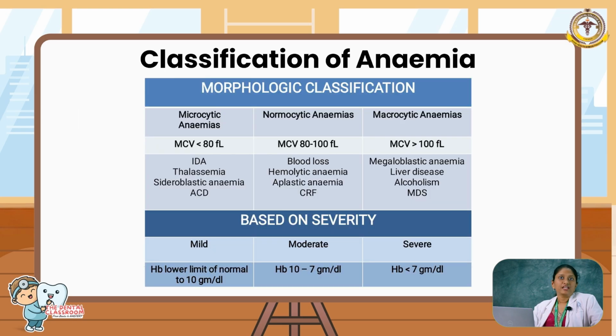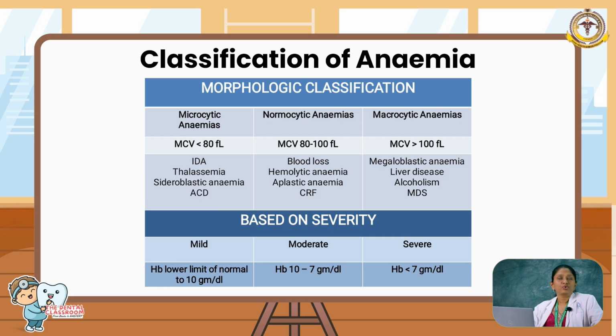Anemia can be classified in 3 types based on the morphology, based on the severity as well as based on the etiology. Morphologically, anemias are classified as microcytic anemias, macrocytic anemias and normocytic anemias. This is based on the mean corpuscular volume. If the MCV is between 80 to 100 femtoliters, we call it normocytic. If it is less than 80 femtoliters, we call it microcytic, and more than 100 femtoliters is called macrocytic anemias.